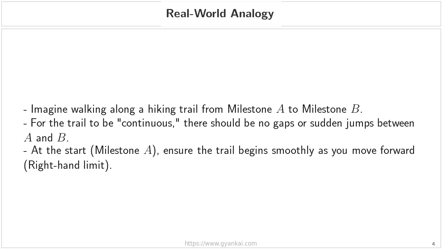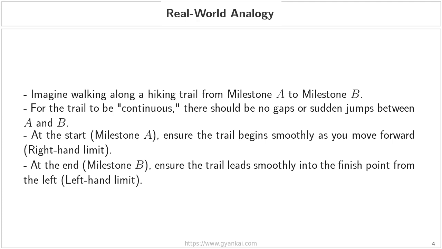Now, let's consider the start of your journey. At milestone A, you cannot approach the starting point from behind because the trail does not exist before that point. You can only move forward into the trail. This is exactly like the right-hand limit we discussed in Step 2. We simply ensure the path begins smoothly as you move forward to the right.